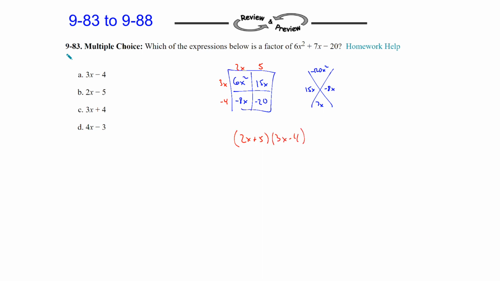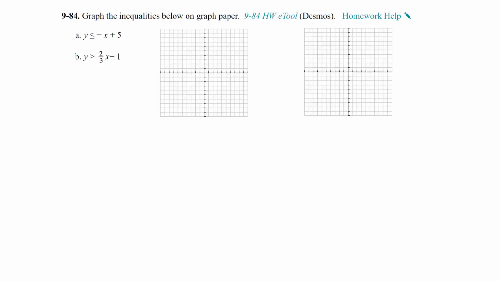So which one of those do we have? It looks like on A we have 3x minus 4, and just double check, 2x plus 5 is not there, so it looks like A is our correct answer.